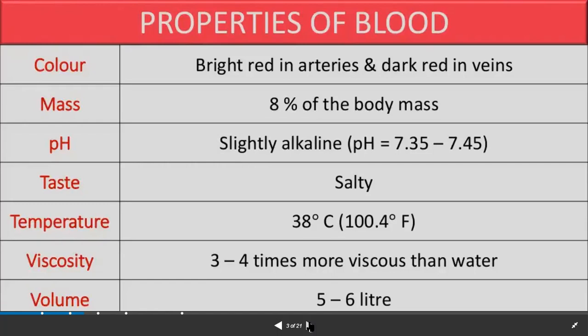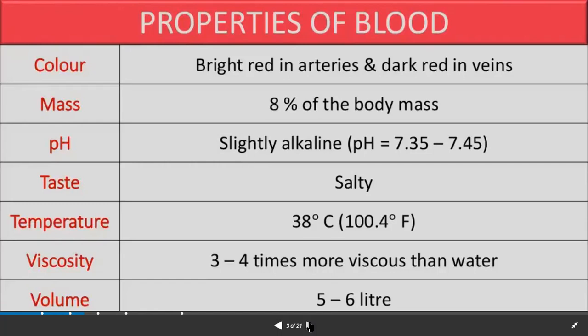Now, blood makes up 8% of the body mass. Blood makes up 8% of the body mass. And we have said that the body mass is around 70 kg. So blood makes up 8% of that mass. Now, the blood also has a pH, potent hydrogen, the amount of acidity or alkalinity of the blood. The normal value of blood is slightly alkaline in nature, and the pH is 7.35 to 7.45.